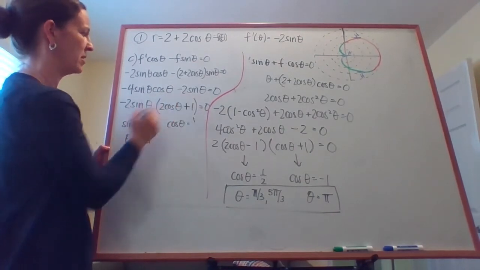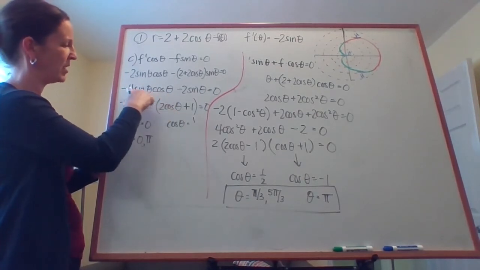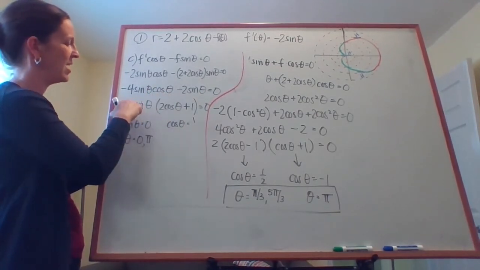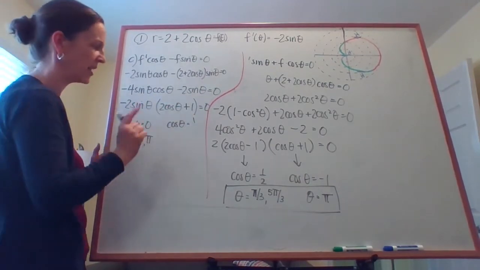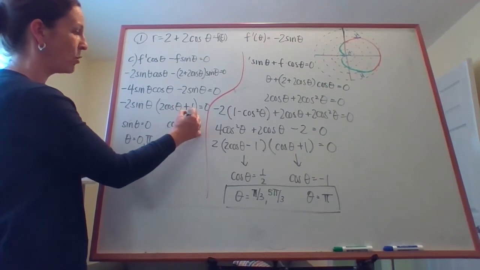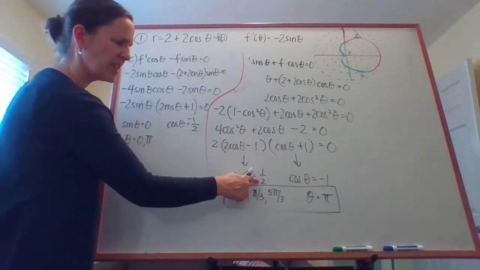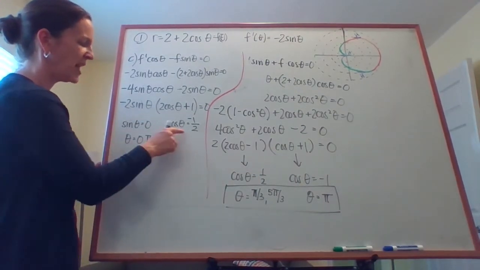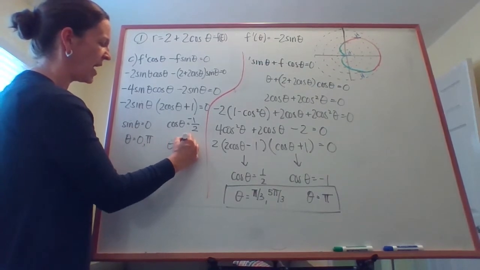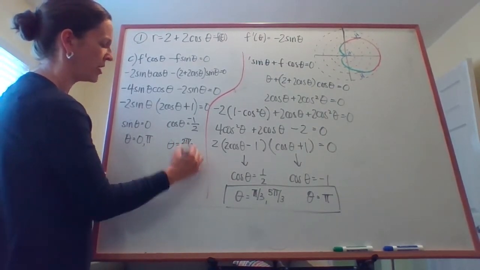sorry, this should have been a positive one there. I apologize. If I distribute here, -2 sine theta times 2 cosine theta gets me -4 sine theta cosine theta, and -2 sine theta times a positive 1 gets me my -2 sine theta. Gotta watch our signs there. That means cosine is -1/2. The reason I knew to pause there is, wait a second, I've already seen cosine be positive 1/2, so I knew something was up. Cosine theta is -1/2. That means my angle is either 2 pi over 3 or 4 pi over 3.